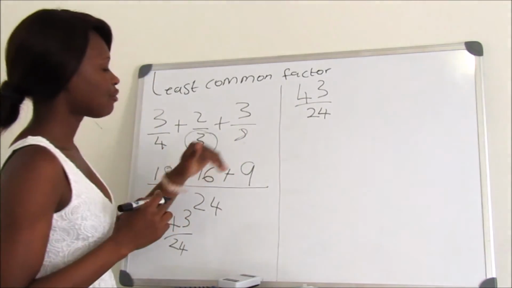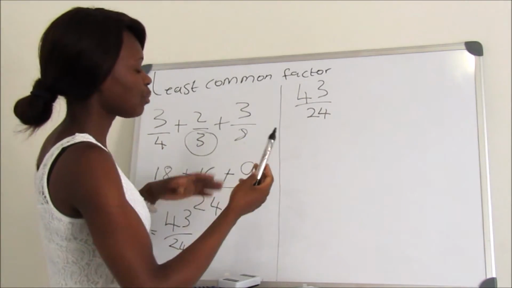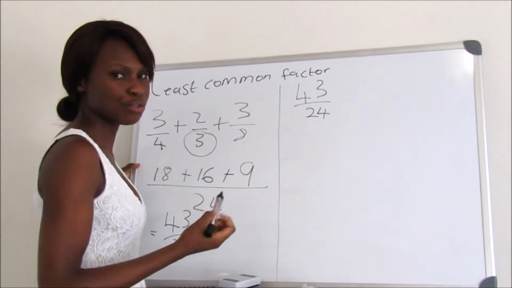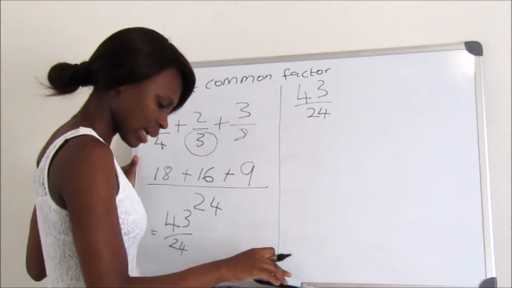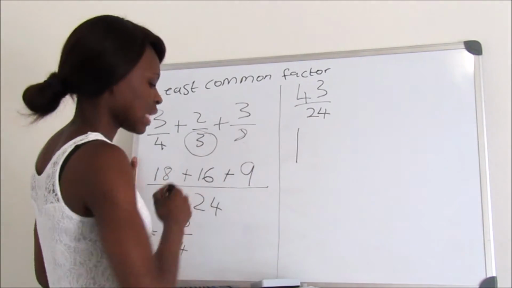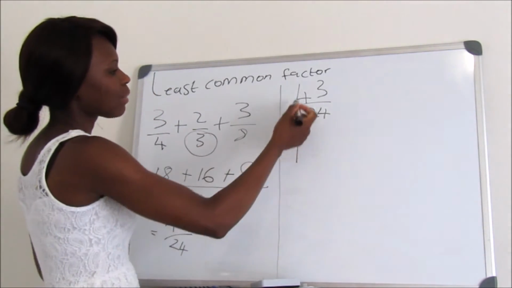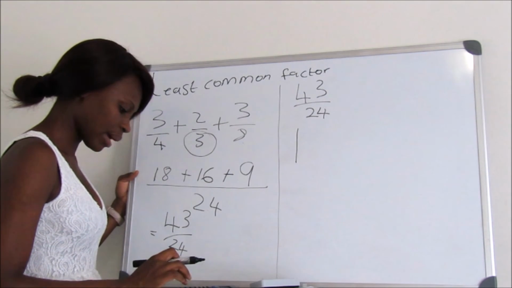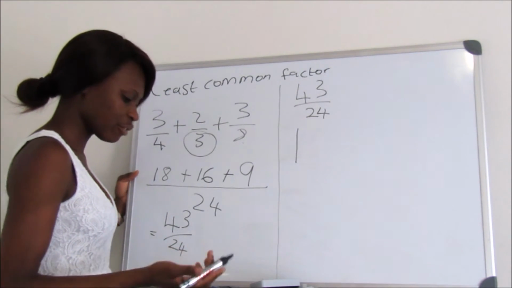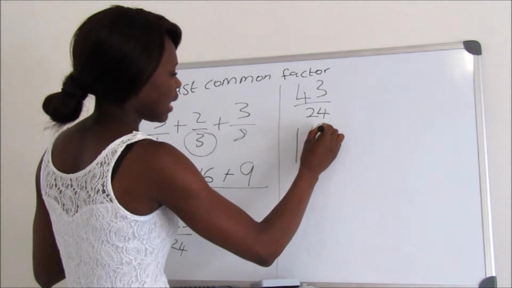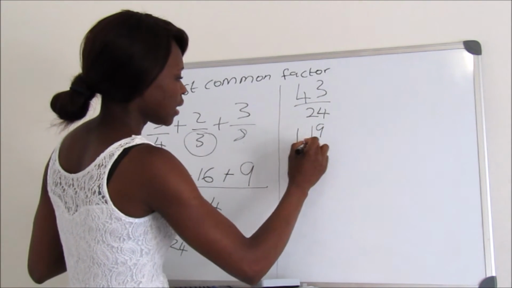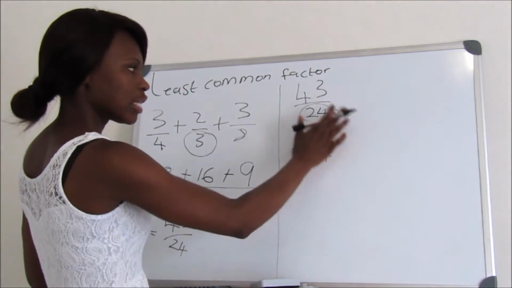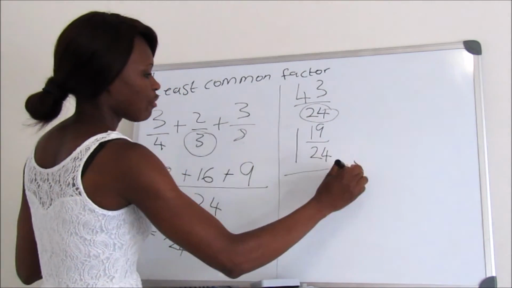Now, from here, you ask yourself, to make it a proper fraction, how many times does 24 go into 43? It goes once. And what's the remainder when it goes once? Then you say 43 minus 24, and it will give you 19. Then it leaves 19. Then it will be 19 divided by the denominator, which is 24. Now this fraction is a proper fraction.